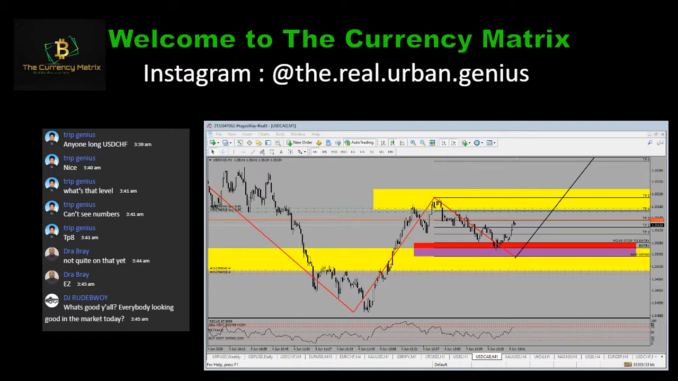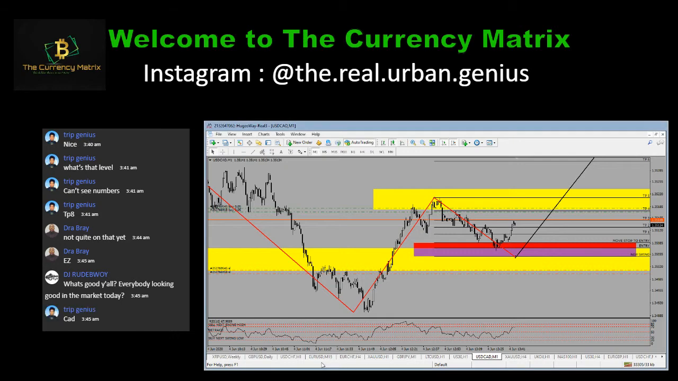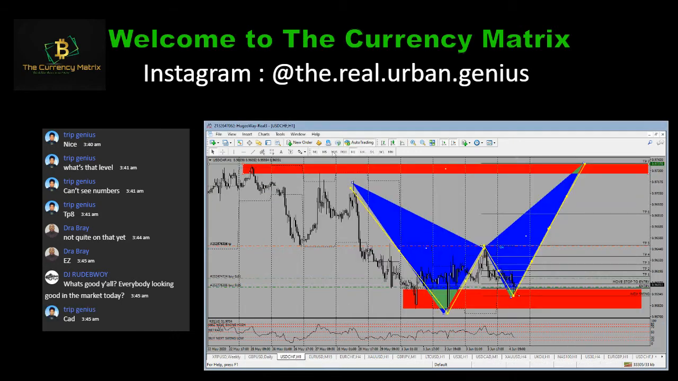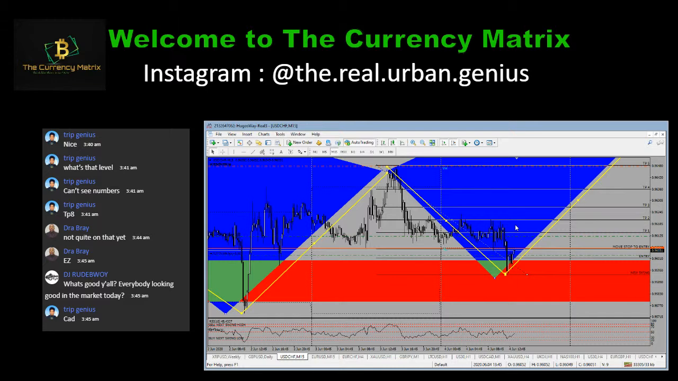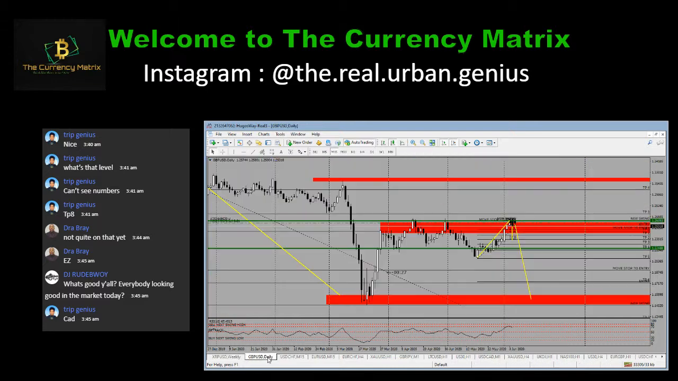Yes, sir. Everything's looking like a beauty in the market today. If you didn't catch them, we're in USD CHF and USD CAD long. If you want to take this pound short, you can.